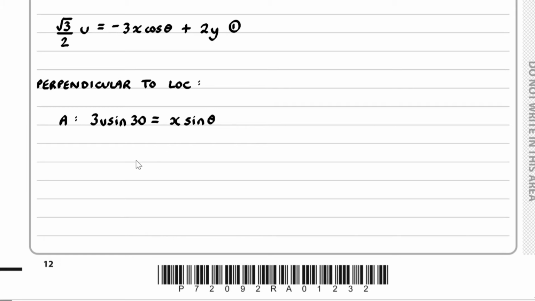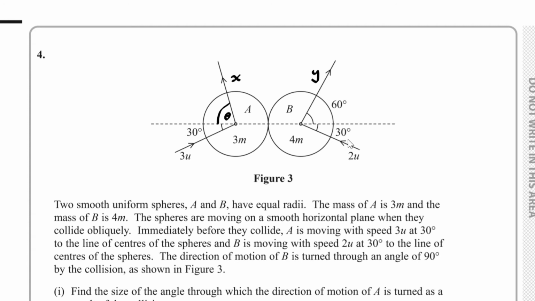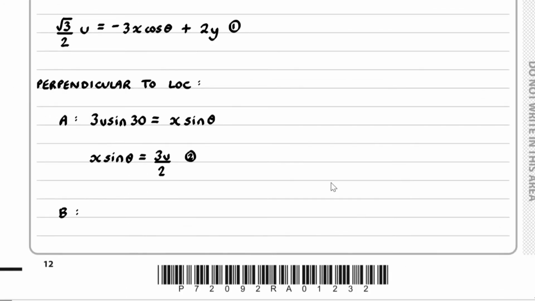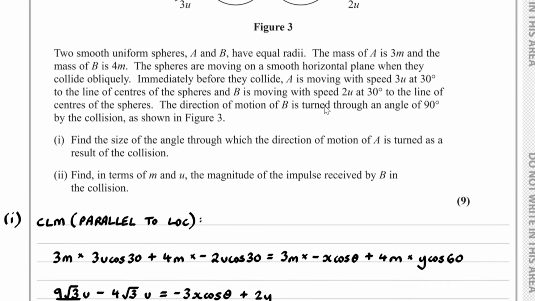And so what we will end up with over here then is x sine theta is equal to 3u over 2. Let's call this equation 2. And if we consider B, then we would have 2u sine 30, and that's equal to y sine 60.